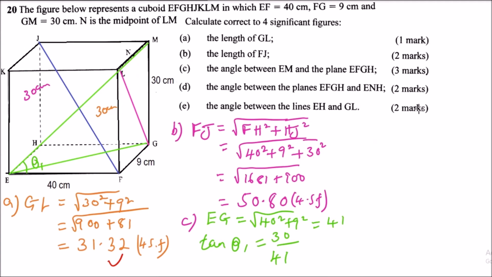Therefore, we get tan inverse of 30 divided by 41. Using your calculator, you should be able to get the angle, which is 36.19 degrees to 4 significant figures, as we are required. So we go to part D.